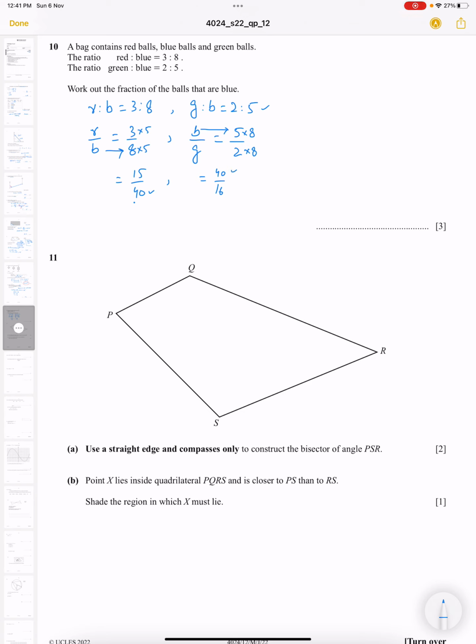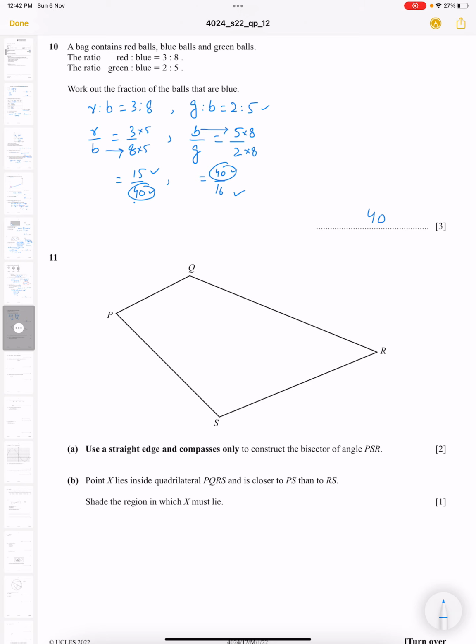This is what we have to do. This is our target, that we have to make the number which represents blue the same. So 40 is the value which represents blue. So here we can find out the other ones as well. So red will be 15 and green will be 16 here.